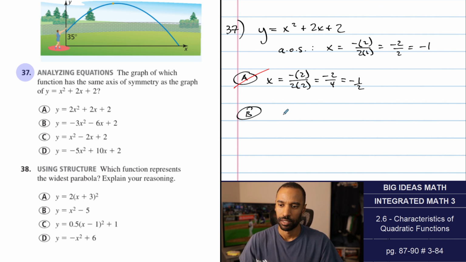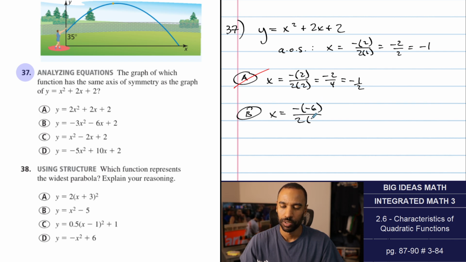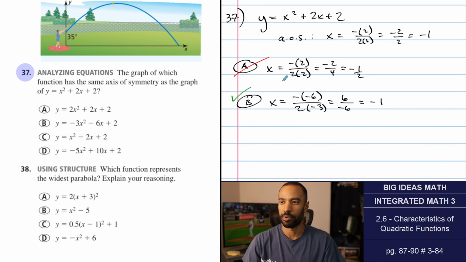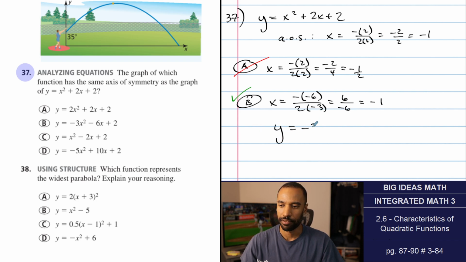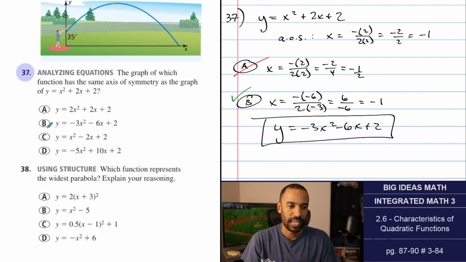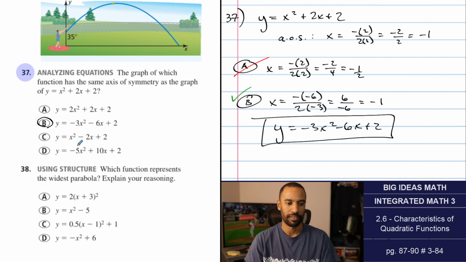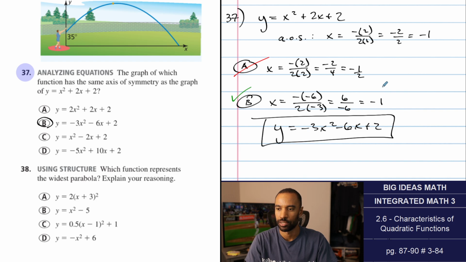For this one, I don't think this is going to work. Oh, actually, no, this one might work. x equals negative b over 2a, which is 6 over negative 6. Yeah, this one is negative 1. So, ding. It looks like it's the equation y equals negative 3x squared minus 6x plus 2. The other ones: C would have had 2 over 2, which is 1. D would have had negative 10 over negative 10, which is 1. We want a negative 1. This is the only one with an axis of negative 1.